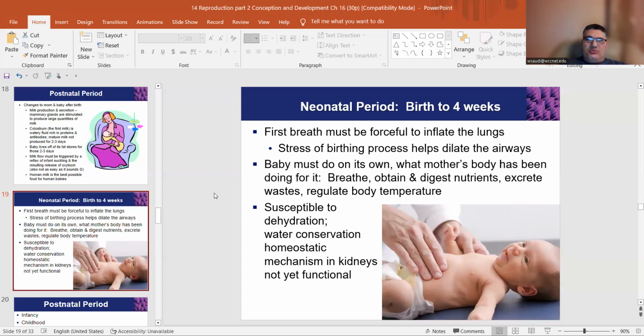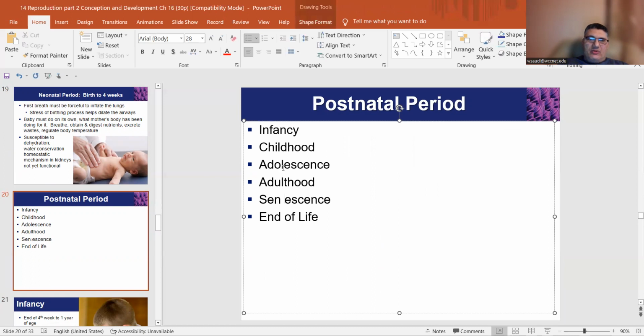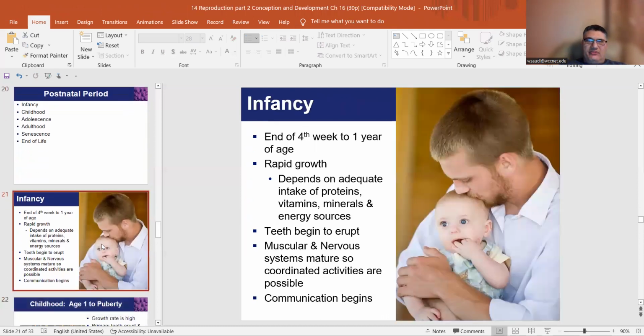So the baby now is breathing on his own and his organs are working. It will be divided postnatal into infancy, childhood, adolescence, adulthood, senescence, which is sen coming from senility, and adult is coming from teenage, or yes, like these from 10 until like whatever 15, 16. So sen is coming from senility, and then until the end of life.